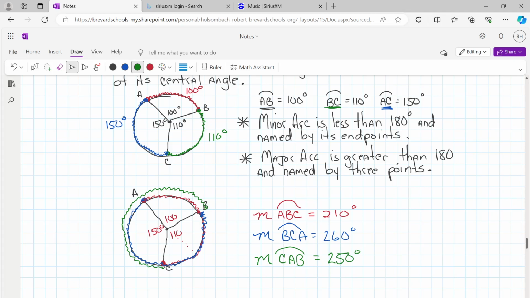All right, so everybody all right with that? Central angles, minor arcs, major arcs.